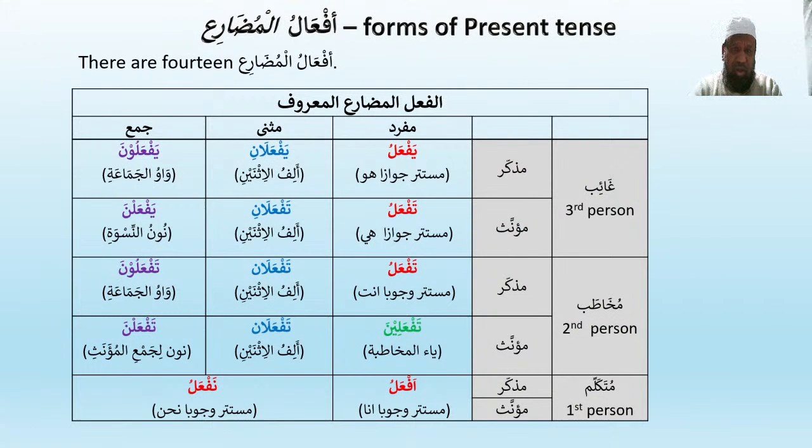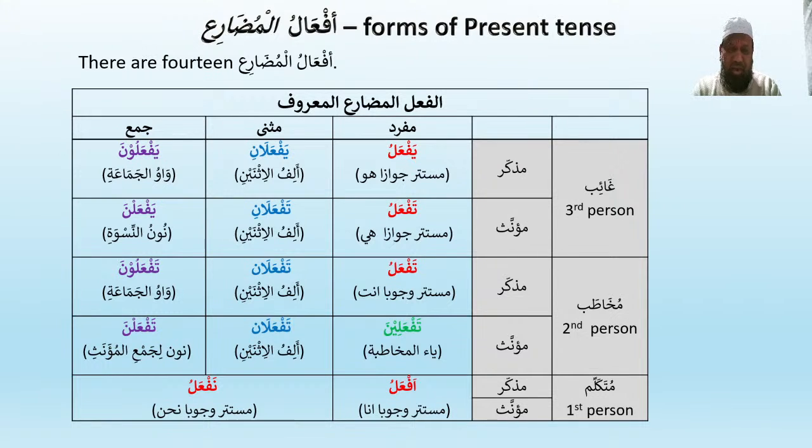These are the forms of fi'l al-mudari. If you add those damirs, the forms of fi'l mudari become 14, same as fi'l madi. Because the damir has 14 forms, the fi'l madi and fi'l mudari will have 14 forms. So yaf'alu, yaf'alan, yaf'aluna, taf'alu, taf'alan, yaf'alna, taf'alu, taf'alan, taf'aluna, taf'alina, taf'alani, taf'alna, af'alu, naf'alu.